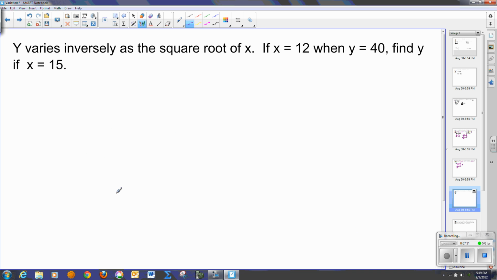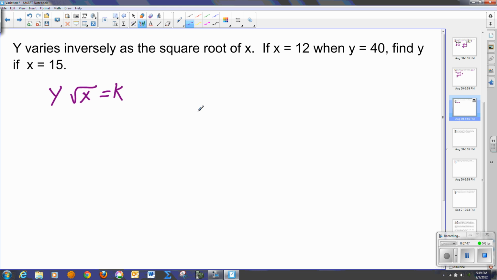Next example. So now we jump to an inverse variation. It says y varies inversely with the square root of x. We know our inverse variation. The way I like to do it is y root x equals k. And once again, in this case, we're given two situations. We're given our initial x and y values, and then we're asked to find a y given an x value.